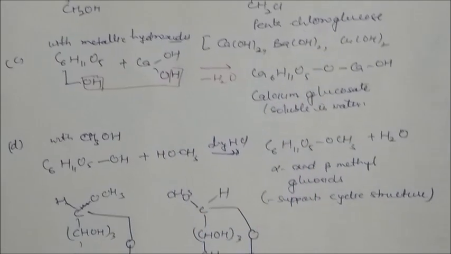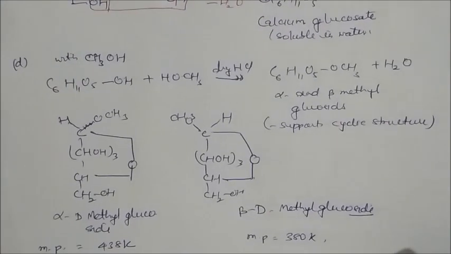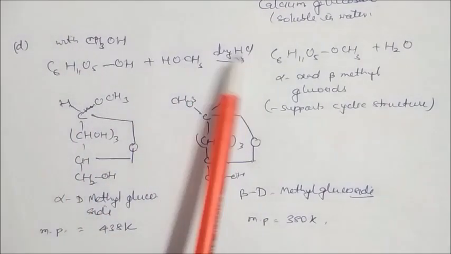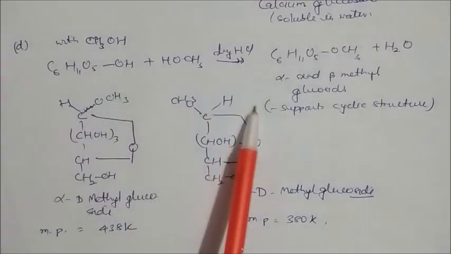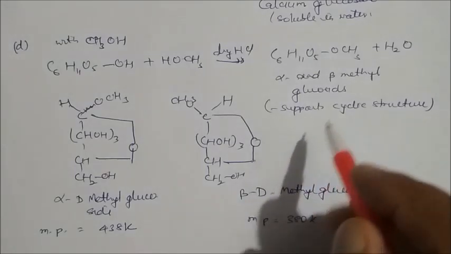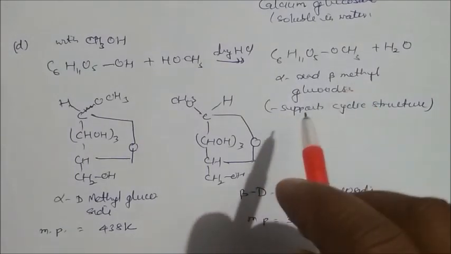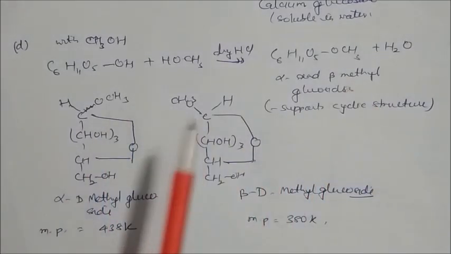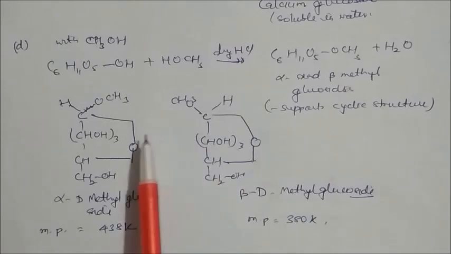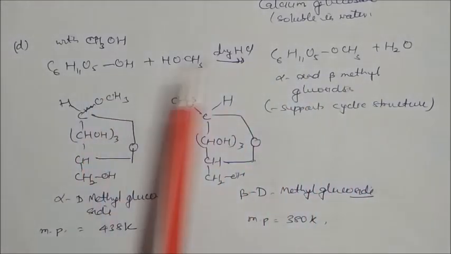With methanol, if you are reacting with methanol, what will happen? With methanol in the presence of dry HCl, it will give you again two types of compounds, alpha and beta methyl glucosides. This reaction also confirms that this is a cyclic structure. We will study later what is meant by cyclic structures after this session, but the reaction will take place like this only.